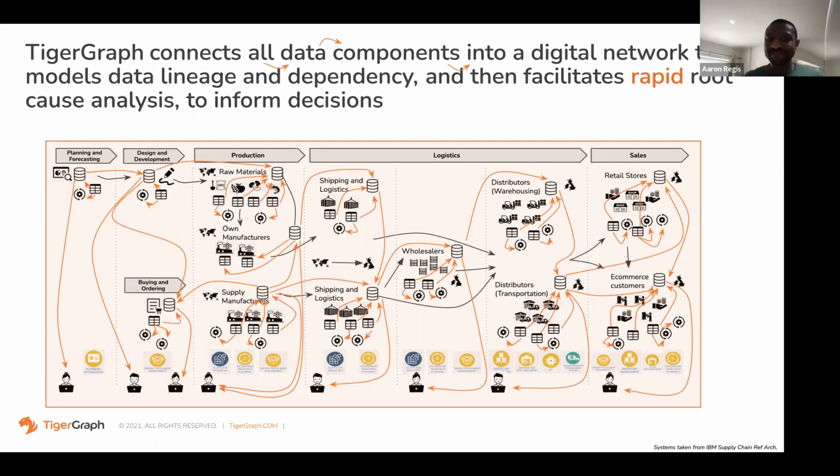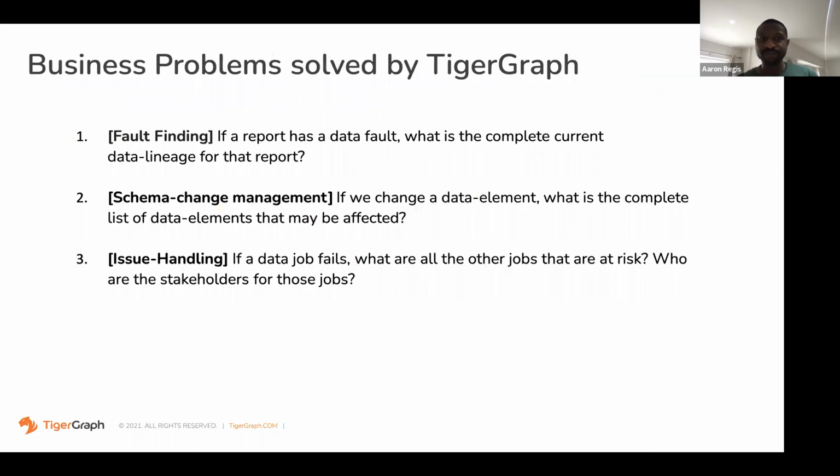So you've got all these tables, you've got flows of data moving right the way from production to logistics to sales. You've got the orange arrows that represent some sort of ETL process. But once you've created your digital twin of your data ops, you can start asking these sorts of questions around the lineage. So data lineage, dependency chain. If I've got a problem, how could I perform rapid root cause analysis? All this is possible once you put your data into TigerGraph as a digital twin.